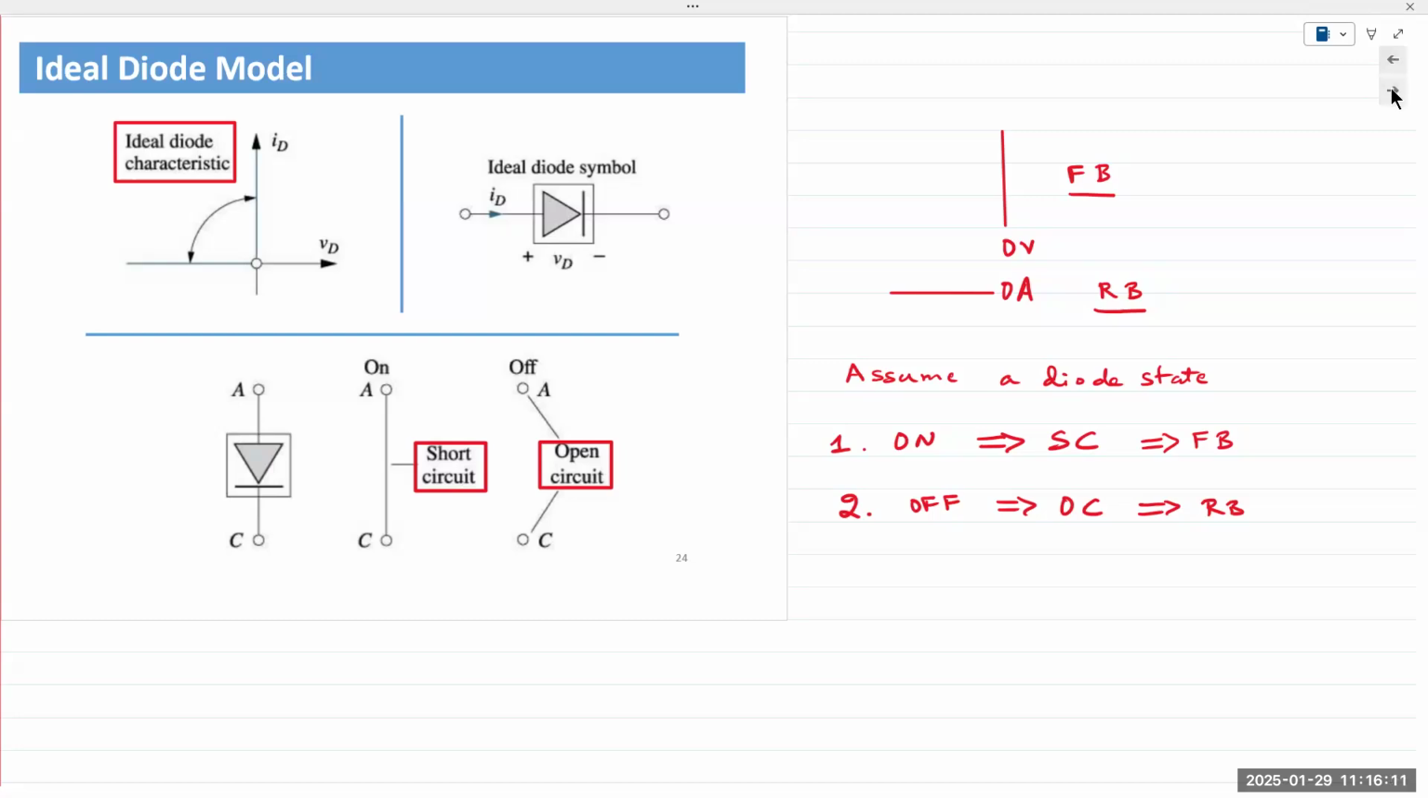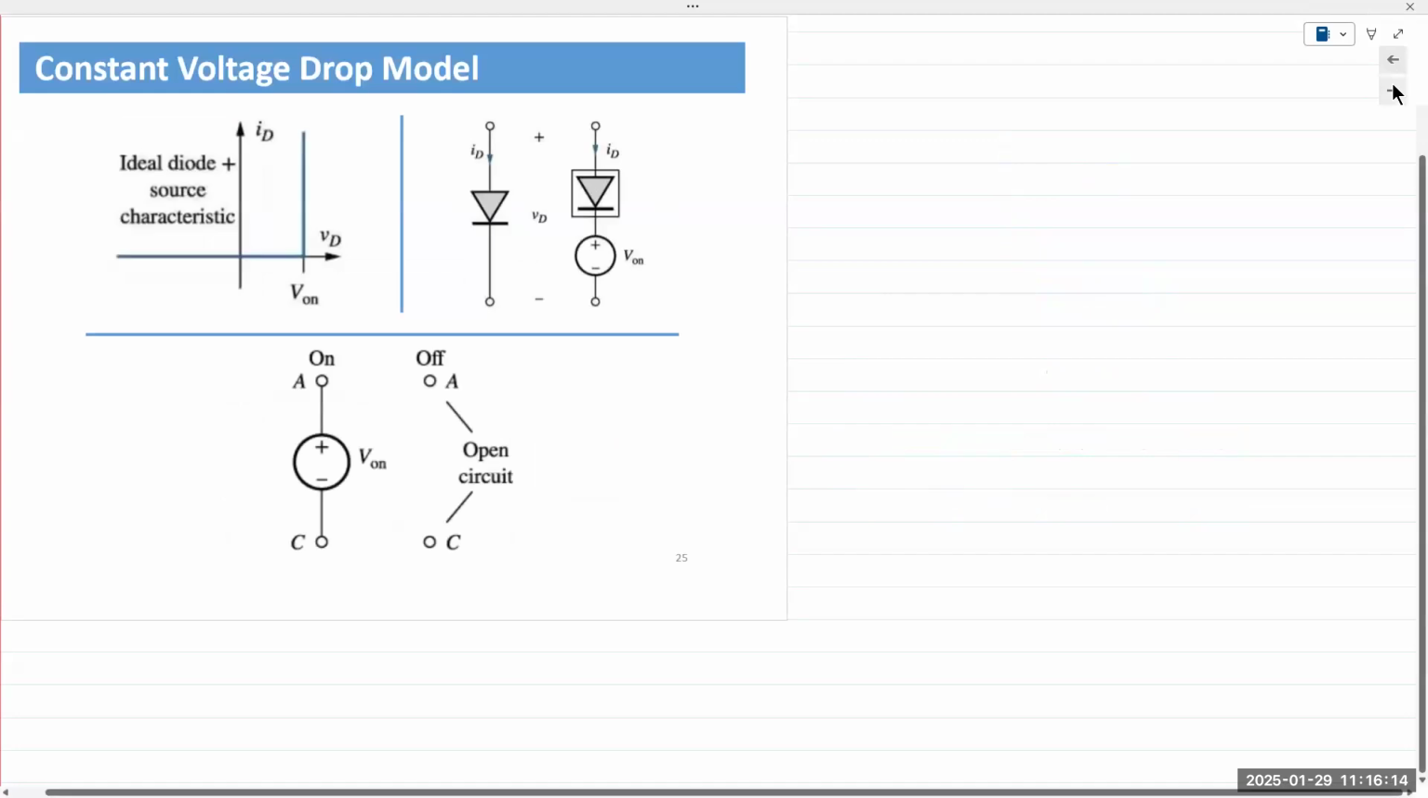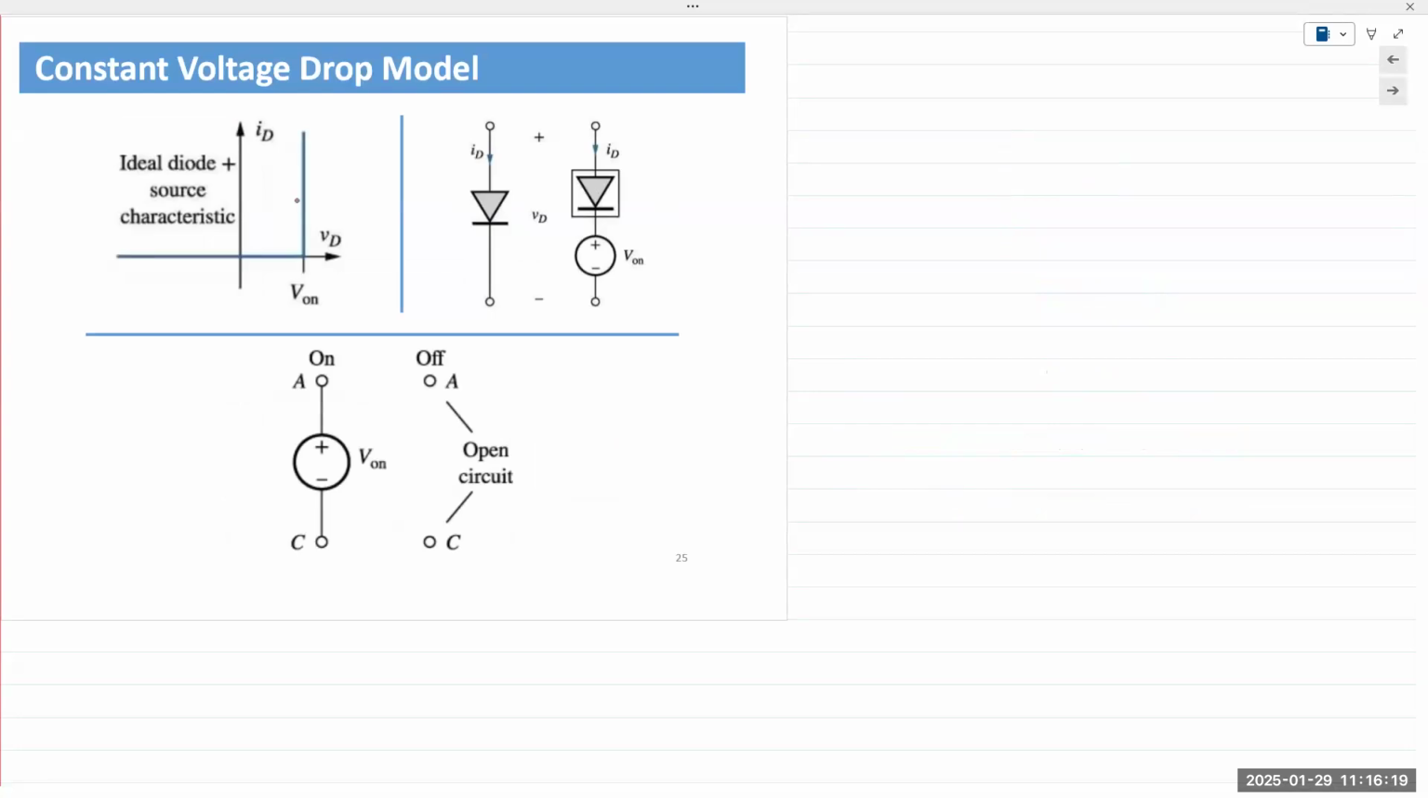Another model is the constant voltage drop model. This is an extension of the ideal diode model, where we would take the 0.6 volts into account. Of course, we are referring to silicon diodes, so we take 0.6 volts. If we were working with germanium, or gallium arsenide or gallium nitride, we would take 0.2 volts for germanium, 1.2 volts for gallium arsenide, depending on the semiconductor we are using. For the most part, we are dealing with silicon diodes and silicon devices, so you would just say it's 0.6 volts.